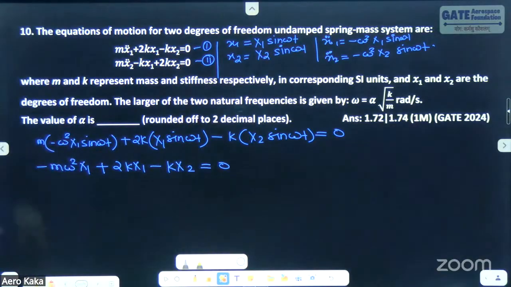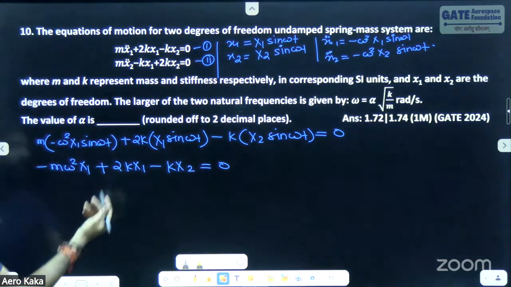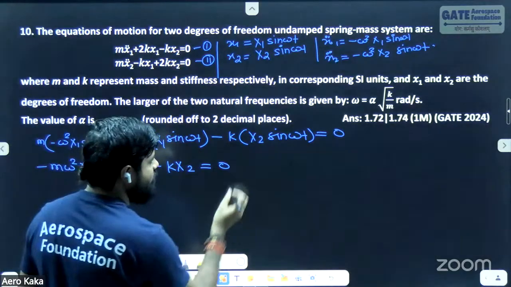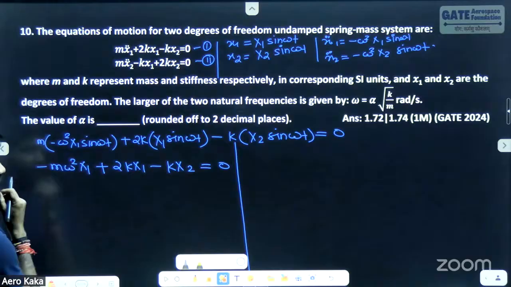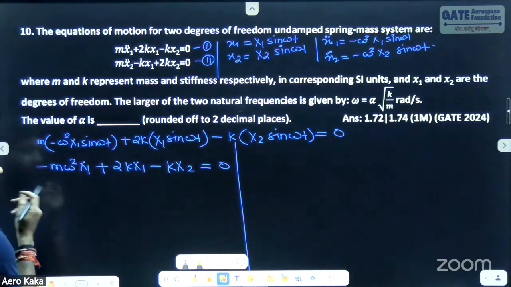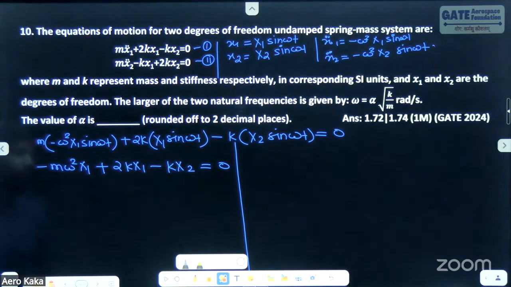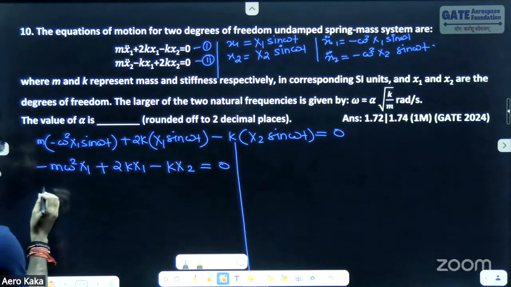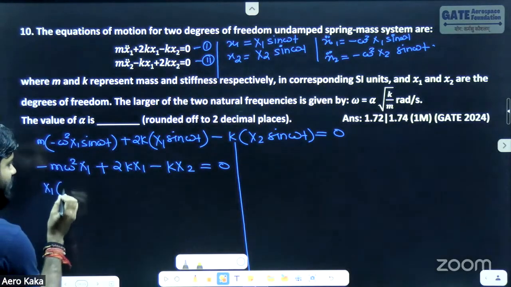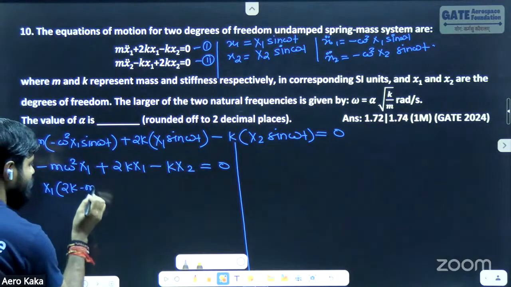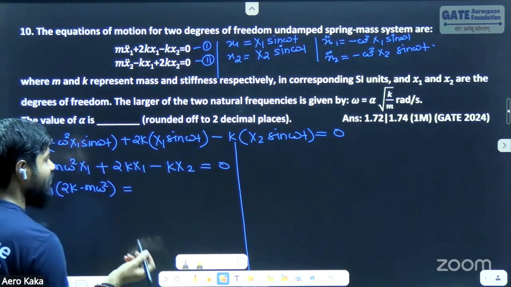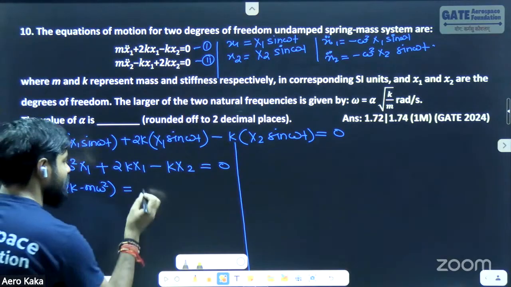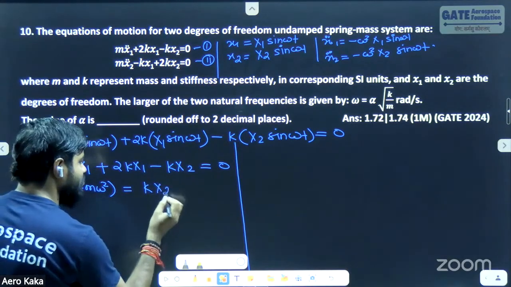Say yes or no, sir. From here, could you tell me what is the value of x1 upon x2 going to be? Just calculate the value of x1 upon x2 from here. What can I write? I can say this x1 in bracket, 2k minus m omega square, is equal to how much? Please help me. That's kx2 now.